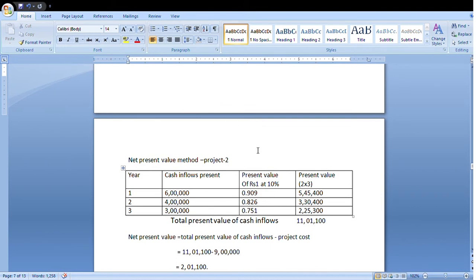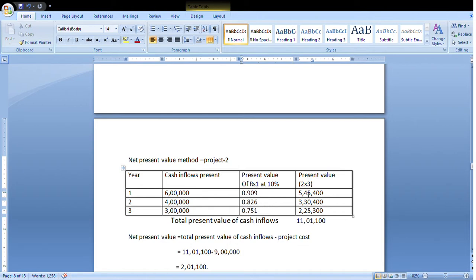This is all already entered on the base of the problem. These two columns are also based on the table. First year 0.901, second year 0.826, third year 0.751. These all are values from the table, the present value table.